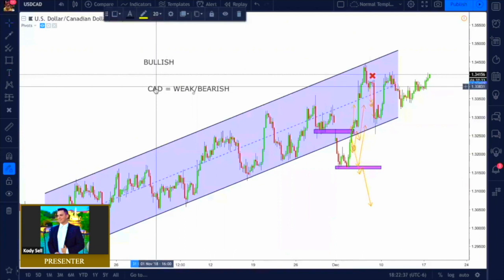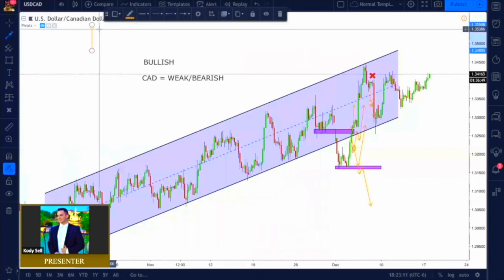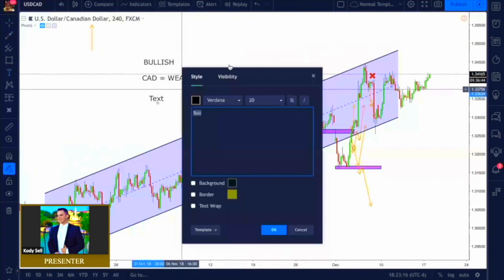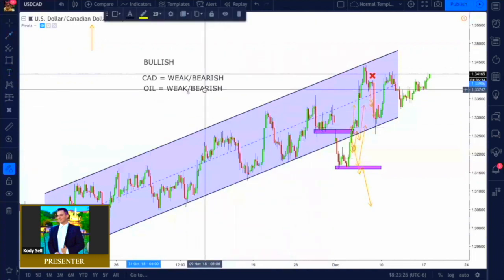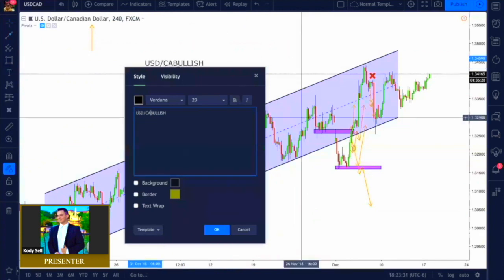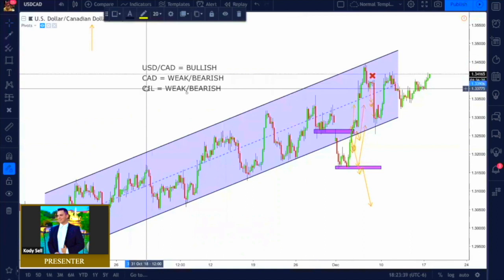If the Canadian dollar is weak or bearish, remember, because it is in the second position of our fraction, meaning it's in the denominator, we would expect that if CAD correlates with oil, oil would also be weak or bearish, right? That's what we would expect here. Let's just keep in mind that we're saying USD CAD is bullish. If you understand that, we can move forward.